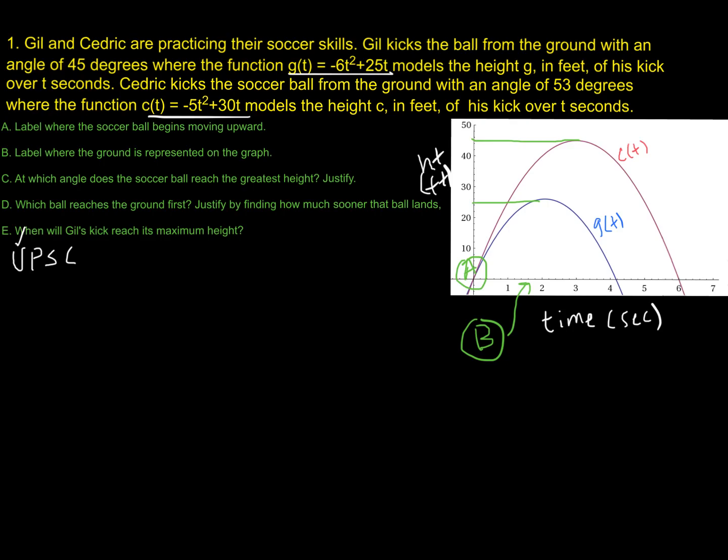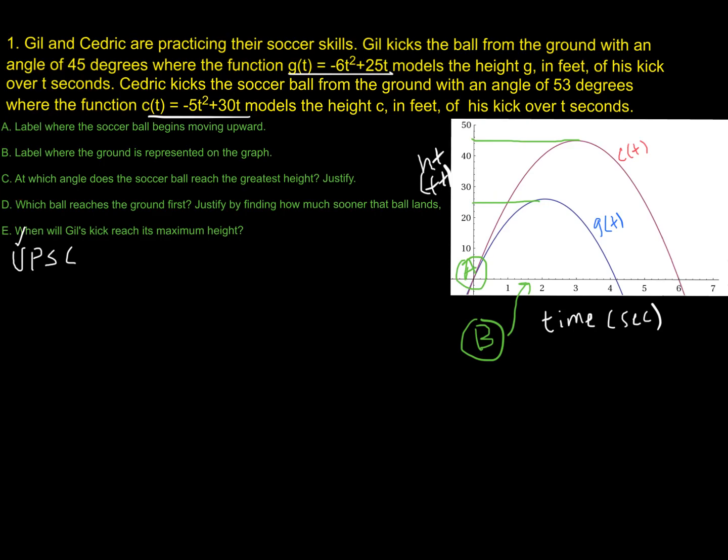So what you want to do is pause really quickly, write out your answer, right? Cedric's reaches a greater height as evidenced in the graph. It appears that Cedric's ball reaches approximately 45 feet, whereas Gil's only 25 feet.